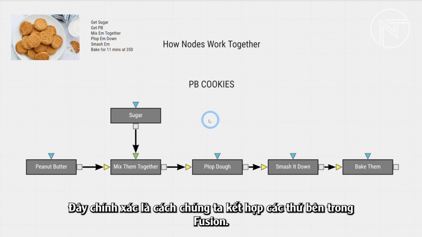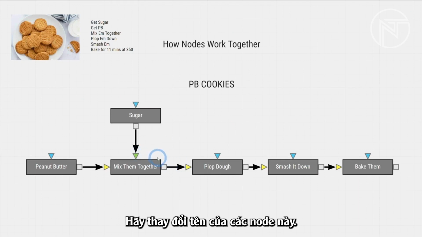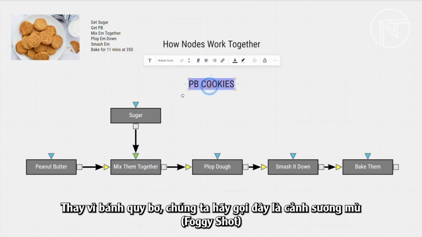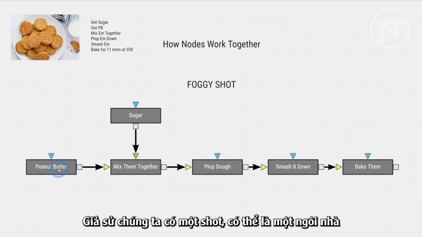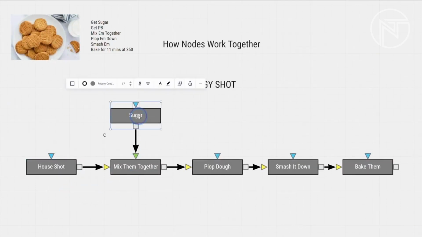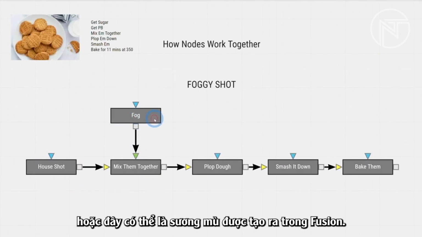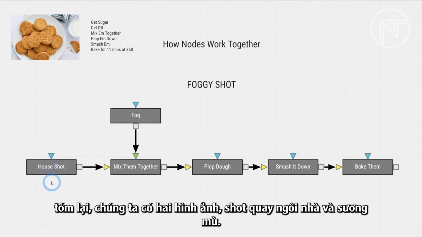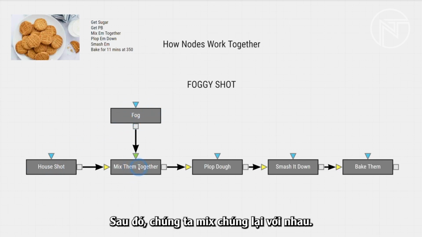This is exactly how we composite things inside of Fusion. Let's just change the names of these nodes. So instead of peanut butter cookies, let's call this foggy shot. Let's say we have a shot, maybe it's of a house, and we have some fog. So this can be an image of fog. This can be generated fog in Fusion. Either way, we have two images, the shot of a house and some fog. Then we mix them together.